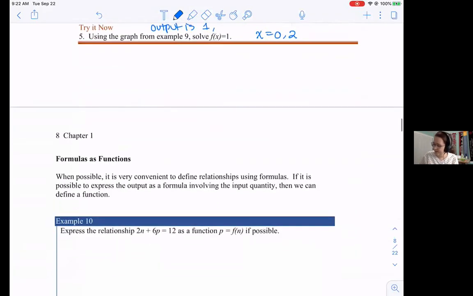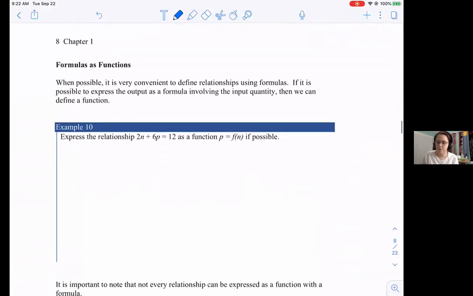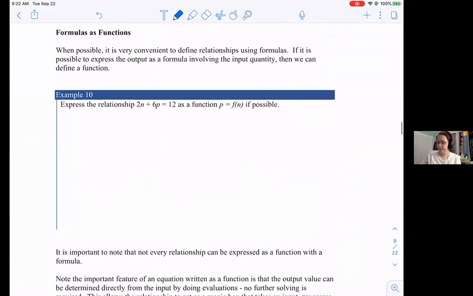All right. So formulas as functions. We've done formulas as tables, and we looked at whether or not they're functions, we've done relations as tables to see if they are functions, and if they are 1 to 1. We've done relations as graphs to see if they are functions or if they are 1 to 1. And now we're going to look at them as formulas, and we're going to see if we can evaluate and solve.